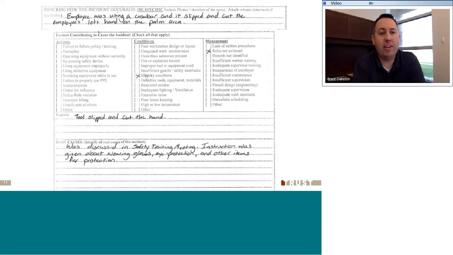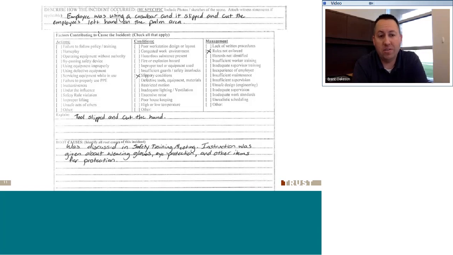Here's the next one. We had an employee that was using a crowbar, and it slipped and cut the employee's left hand on their palm area. Okay, so we can look at this as well. We see conditions that were identified. There were slippery conditions, and they identified, as far as management, there were rules that were not enforced, and so those are factors that contributed to it.